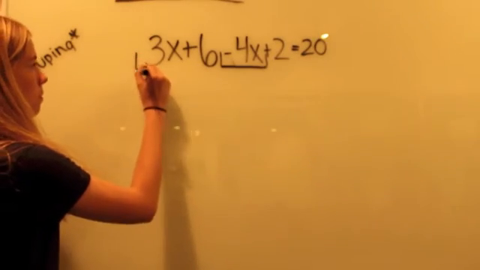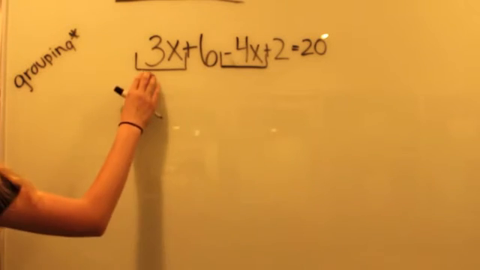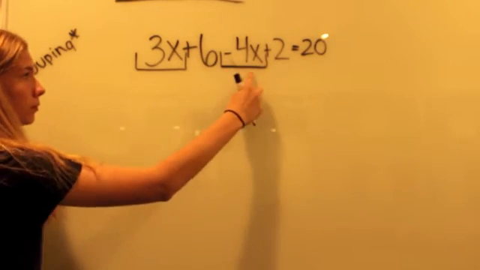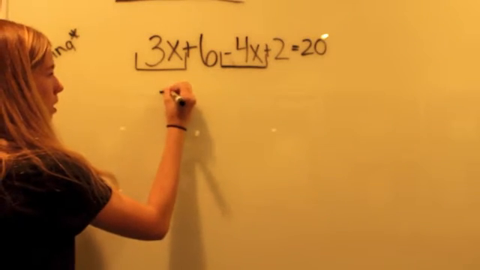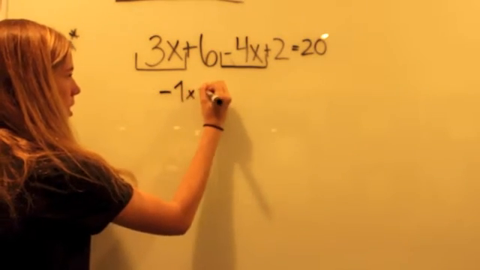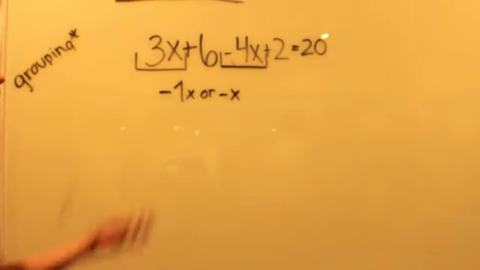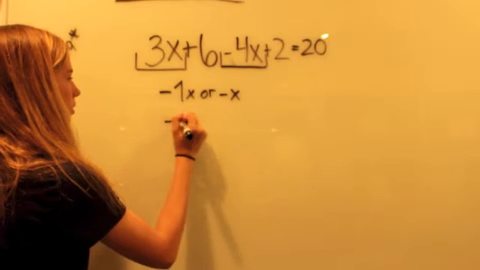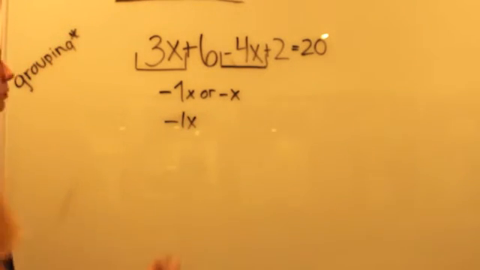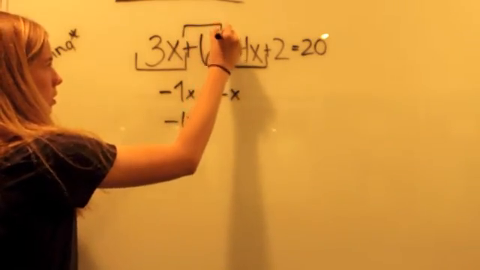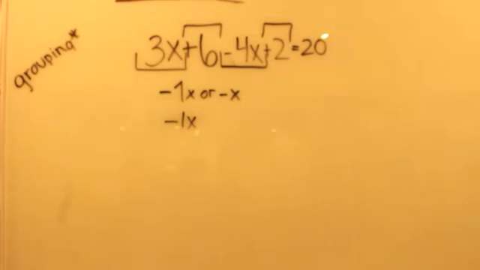Because we have a 3x and a negative 4x, they are both the same kind of term because they both have a variable at the end. So now we're going to combine both, so negative 4x plus 3x will give us negative 1x, or negative x. Let's use negative 1x. Now that we have combined both of our numbers that have variables in them, we're going to focus on the numbers that don't have variables in them, or 6 and 2.